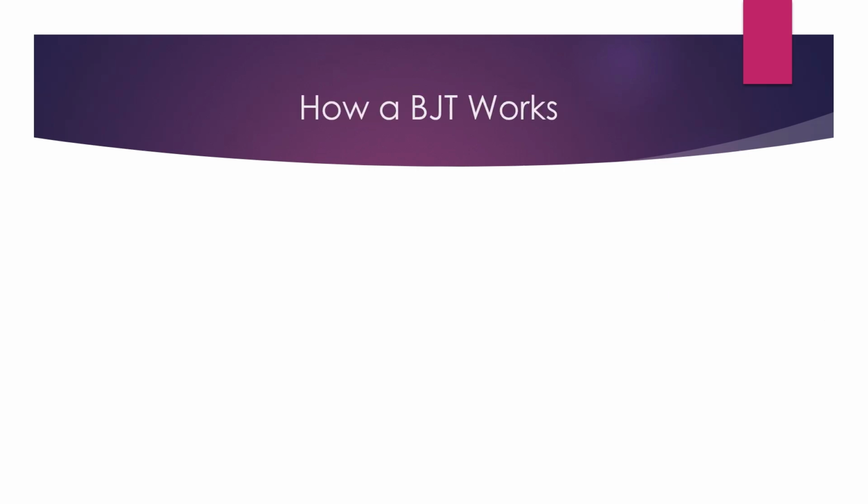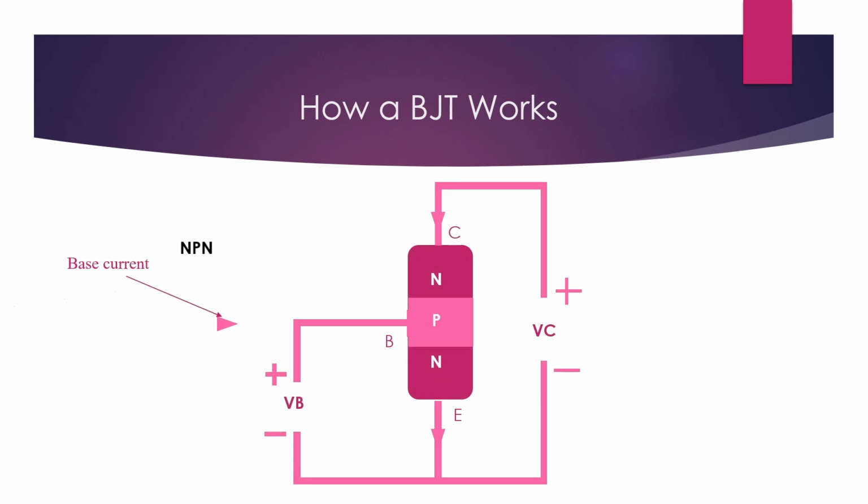Here's the basic working principle. A small current applied to the base emitter junction controls a much larger current flowing from collector to emitter. The base current is like a tiny control signal that regulates the collector current flow. This is why BJTs can act as amplifiers.